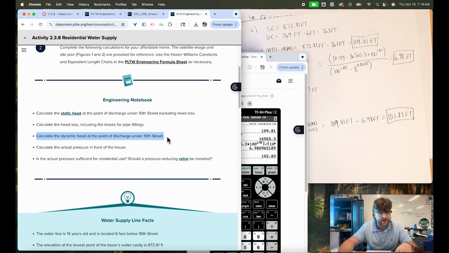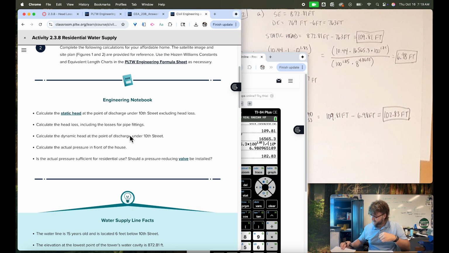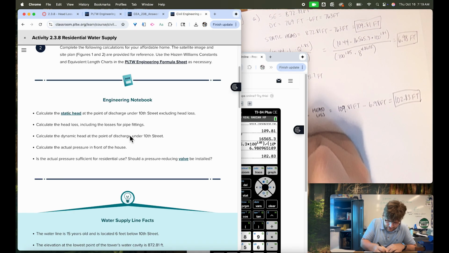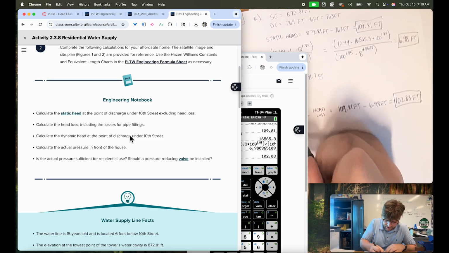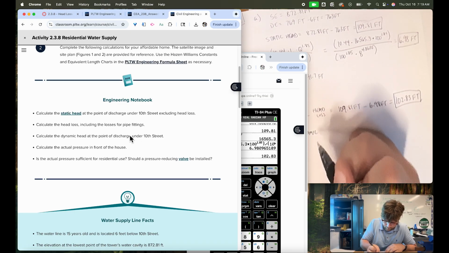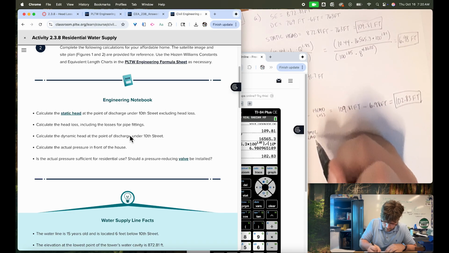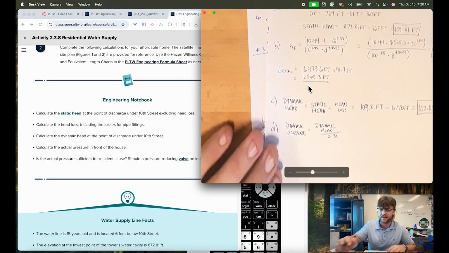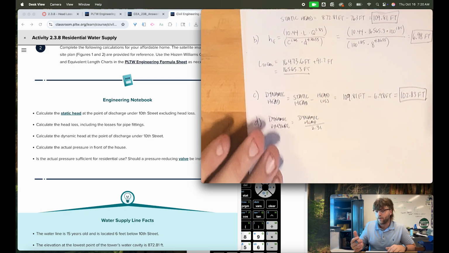And so now we can pop back on here. They want us to also calculate out the actual pressure in front of the house. And so as we do this, all we need to do here is basically convert this. So D, dynamic pressure, you'll remember, is just our dynamic head divided by 2.31. Now, why is it divided by 2.31? That is simply because there are 2.31 feet of water in 1 psi.